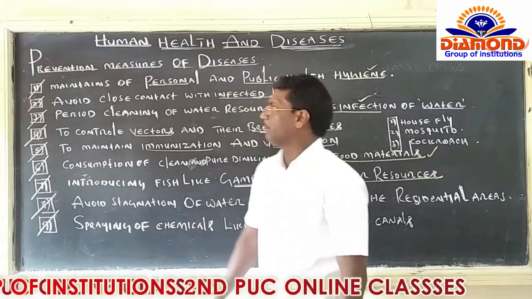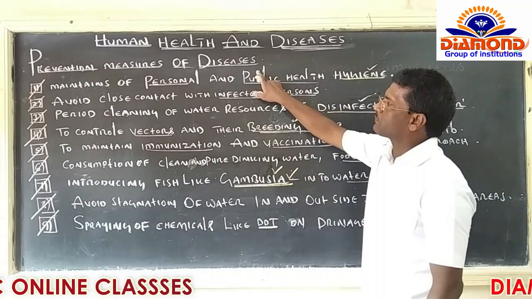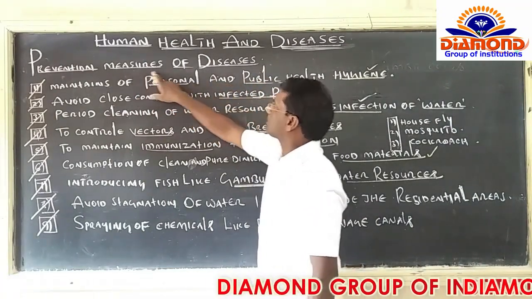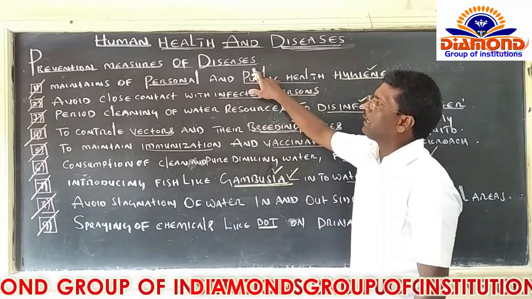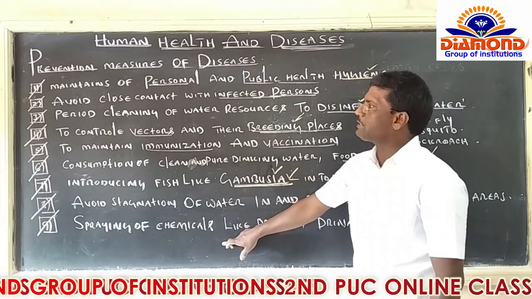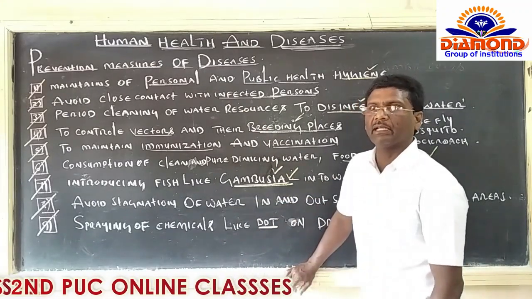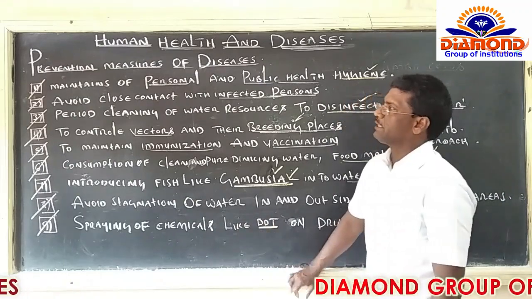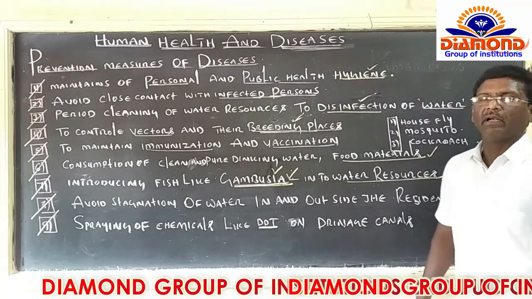From the board examination point of view, these points are very important. On the basis of this, they are asking a question: any 6 prevention measures of diseases. Disease avoid करने के लिए क्या-क्या necessary steps लेना पड़ेगा? I made it very clear, 9 important points. You can write any 6 points, and they are going to give 3 marks. Now you can go through the 9 points. Good, that is the end of the prevention measures of diseases.